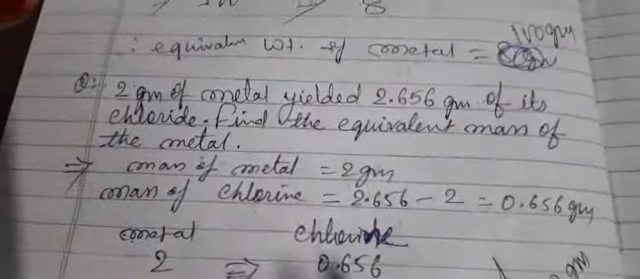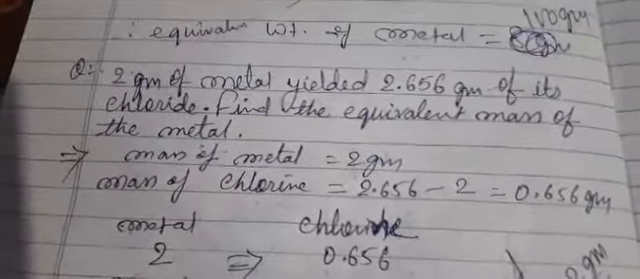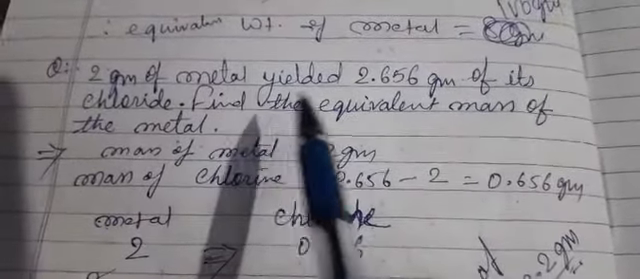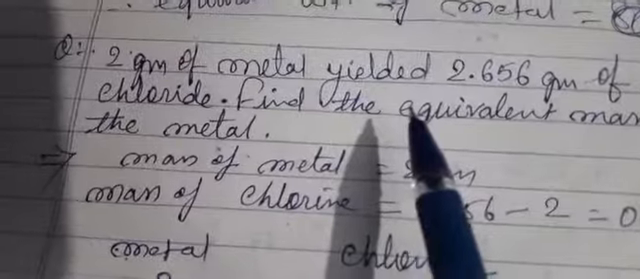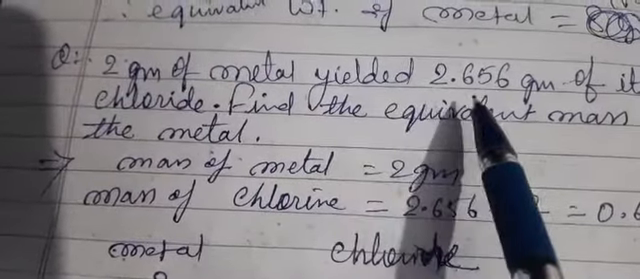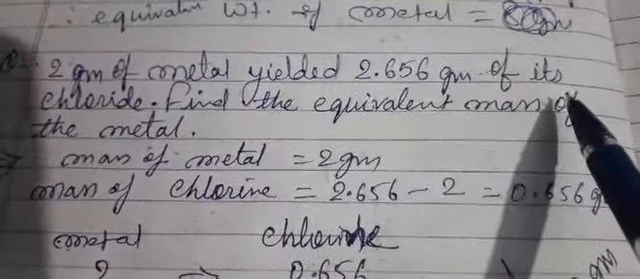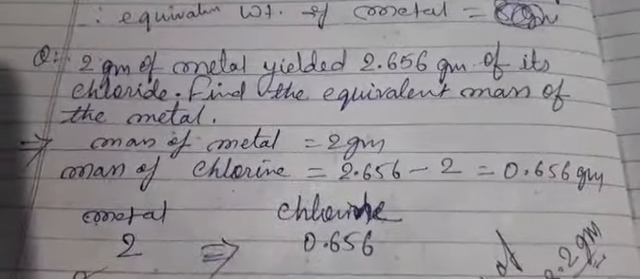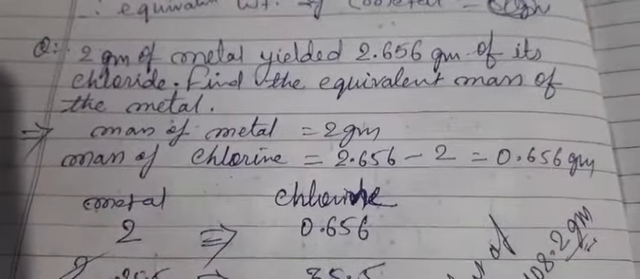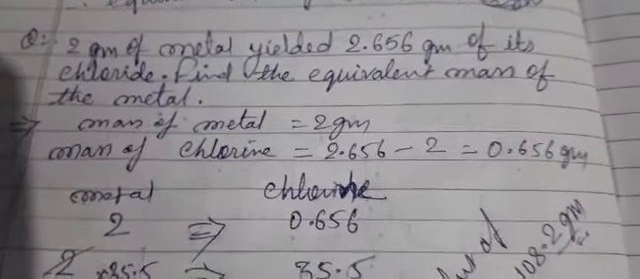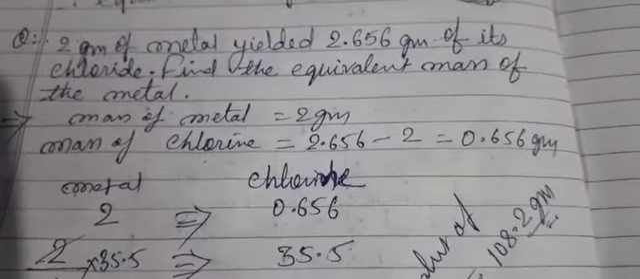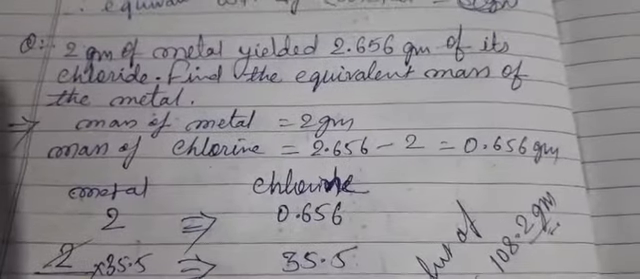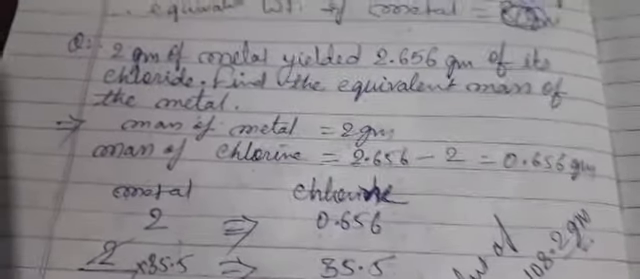Last but not least, we are discussing the last question on this topic. 2 gram of metal yielded 2.656 gram of its chloride. Now find the equivalent mass of the metal. For that we should know the equivalent weight of chlorine, it is 35.5. So we have to find out the mass of the metal which reacts with 35.5 gram of chlorine.